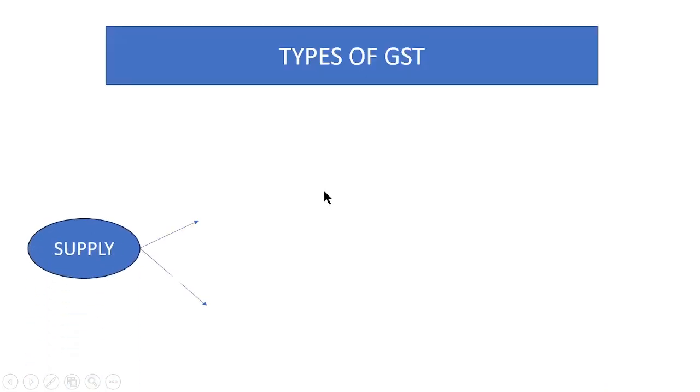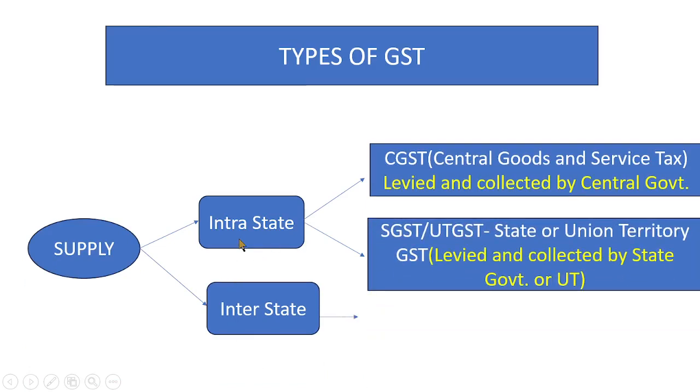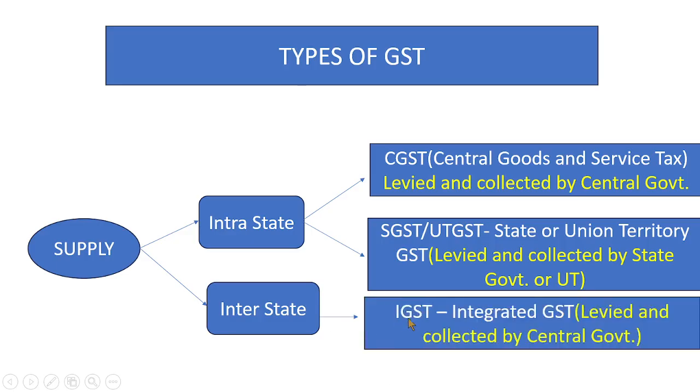Next is interstate supply. Interstate supply is nothing but the buyer is from one state and the seller is from another state. That is called interstate. So for interstate supply, only IGST is applicable. IGST means Integrated Goods and Service Tax. This is levied and collected by central government, and the rate is normally CGST plus SGST, means double. The tax of CGST plus SGST is equal to IGST. So for interstate supply, IGST is applicable.